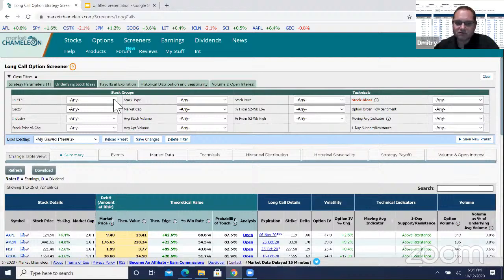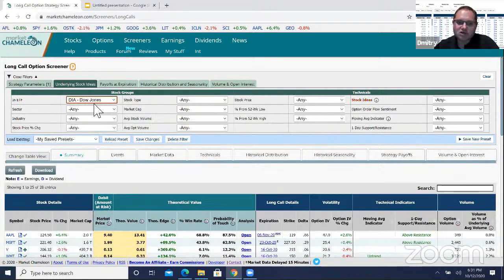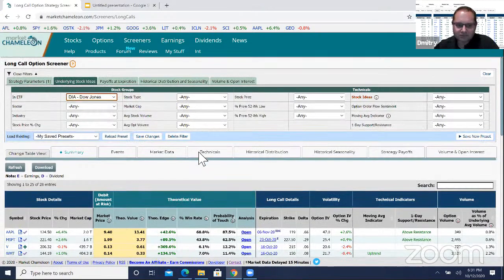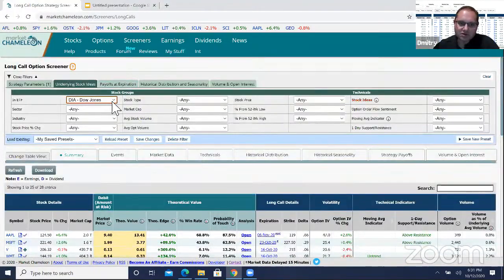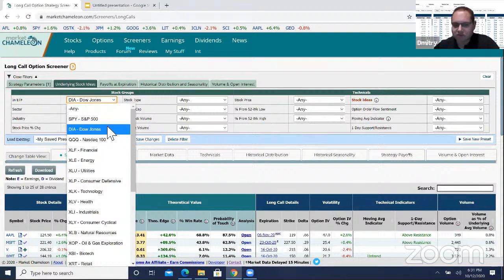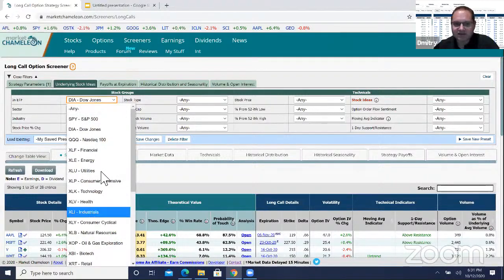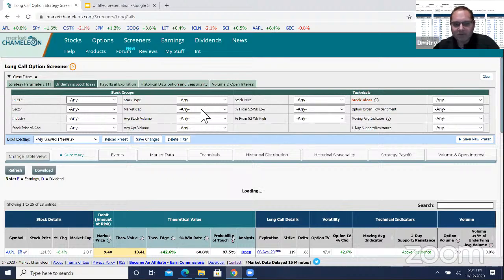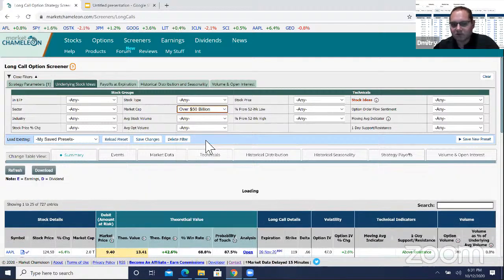Besides doing it in your watch list, of course, you could use some of these other underlying ideas, like screen for stocks just in the S&P 500, or let's say we want just the Dow Jones. So I'll look at holdings that are in the DIA. Actually, these are just holdings in ETFs. So you could just pick an ETF that you like: energy, financial, SPY, QQQ. Screen it that way. If you wanted to do it by market cap, you could just say, give me stocks above 50 billion market cap.